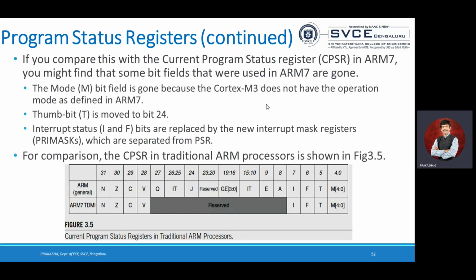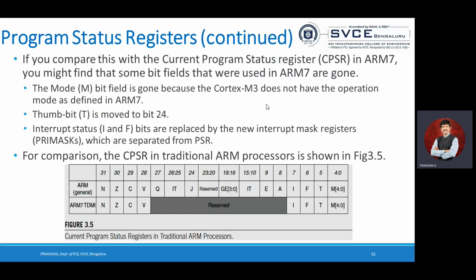The mode bit field is gone. It is not there in your PSR. Previously in ARM7 CPSR, the current program status register, we were having a bit called the mode bit. But in ARM Cortex-M3, we don't have a mode bit at all. Okay. Some bit is moved to bit number 24. Bit number 24, here we are having a T.